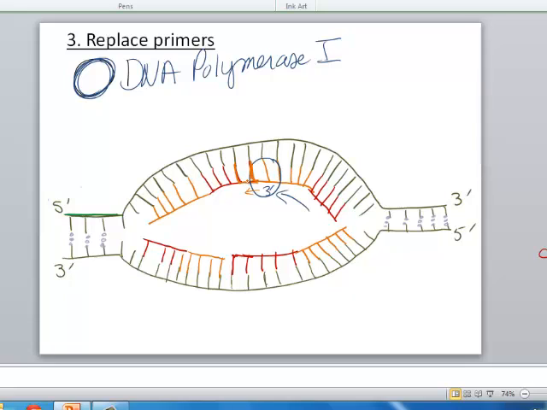So out goes the RNA nucleotide, in comes the DNA nucleotide. Out goes the RNA nucleotide, in goes the DNA nucleotide.